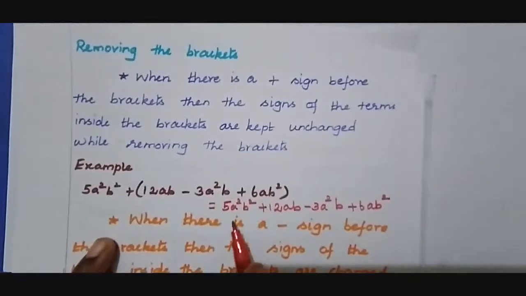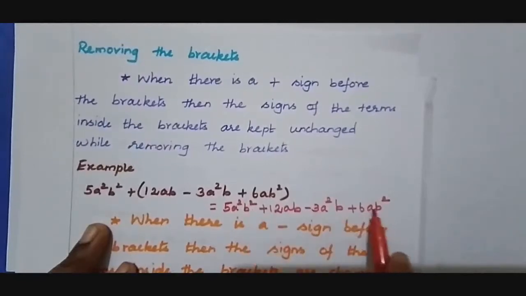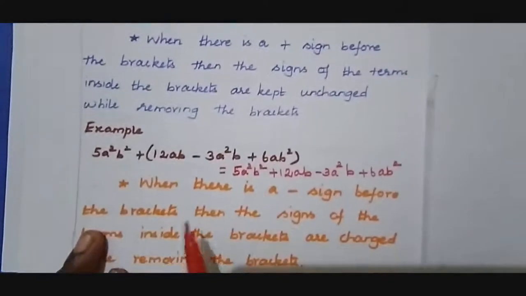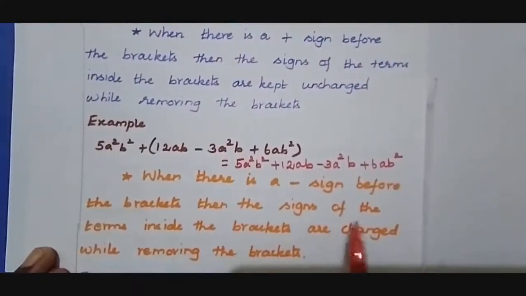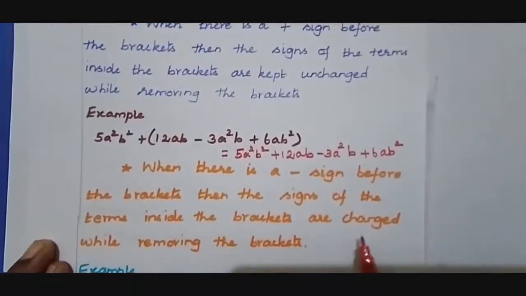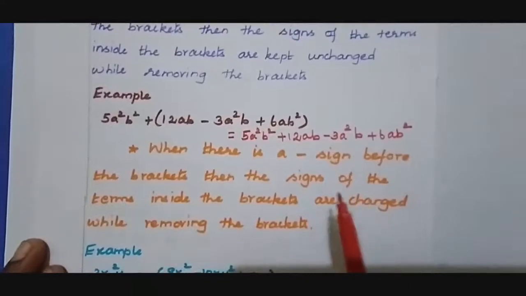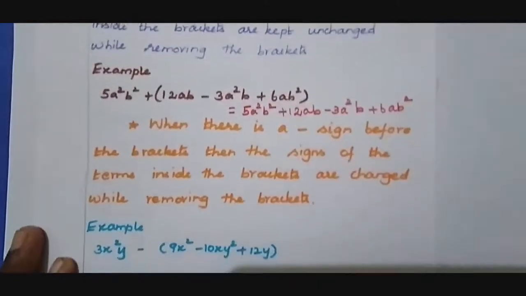Here you can clearly see that when there is a positive sign before the brackets, the terms inside the brackets are kept unchanged. When there is a negative sign before the bracket, then the signs of the terms inside the brackets are changed while removing the brackets. So if the bracket is preceded by the negative sign, then the terms inside the brackets are changed while removing the brackets.